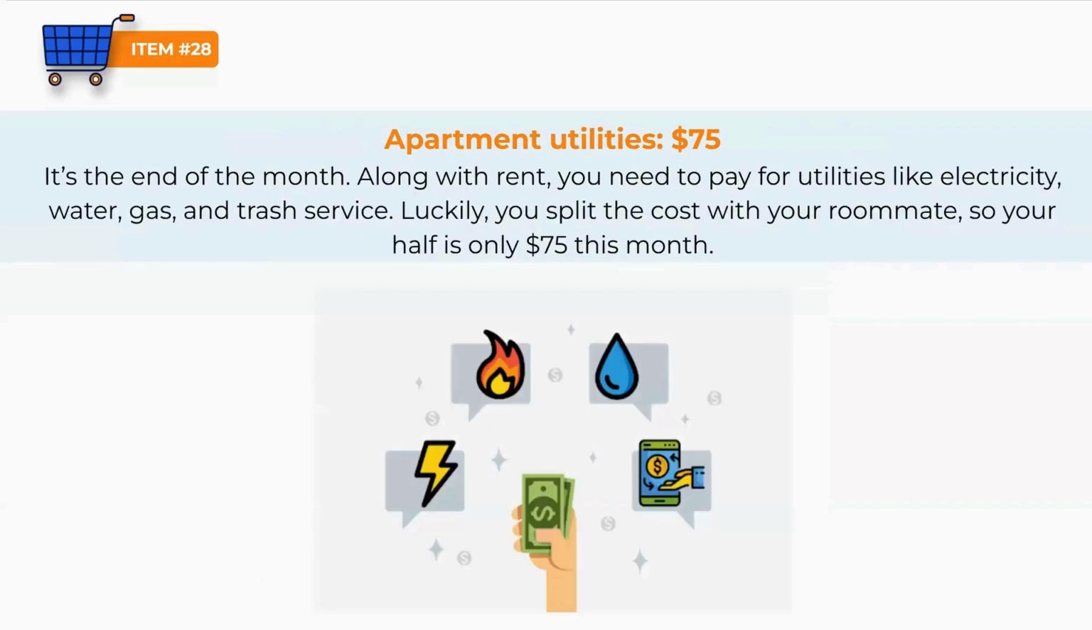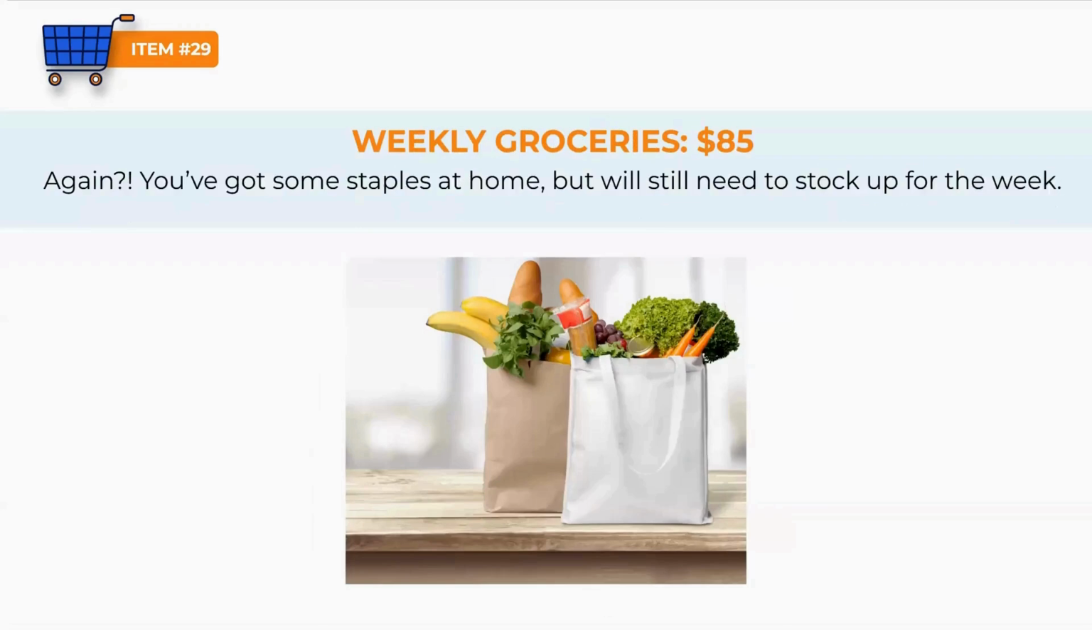Right. Apartment utilities, $75. At the end of the month, along with the rent, you need to pay for utilities like electricity, water, gas, and trash services. You split the cost with the roommate, so your half is $75 a month. Please make sure you put this into your sheet as we go. That's item number 28.